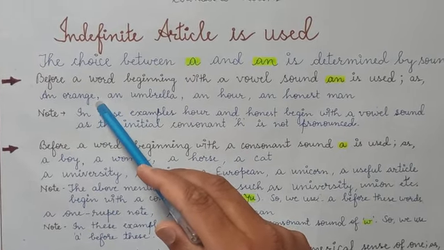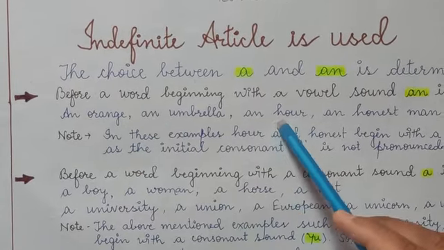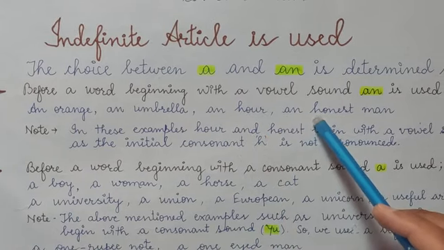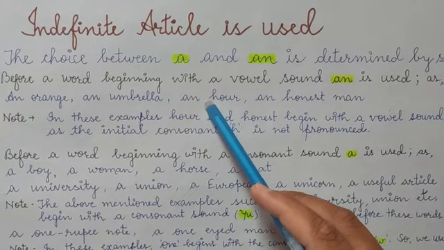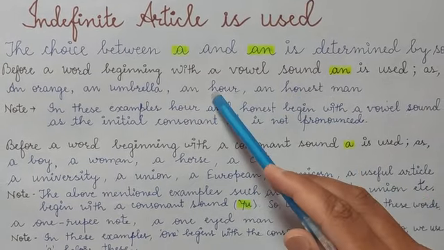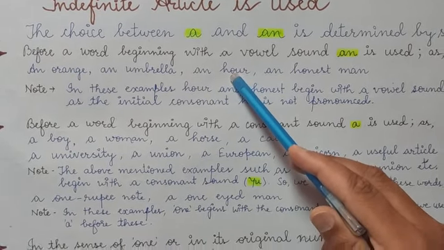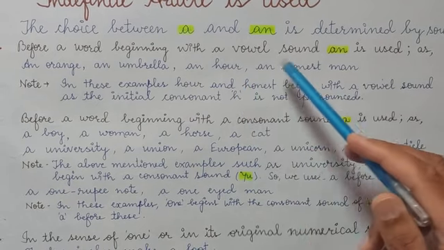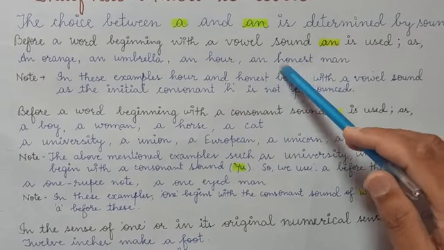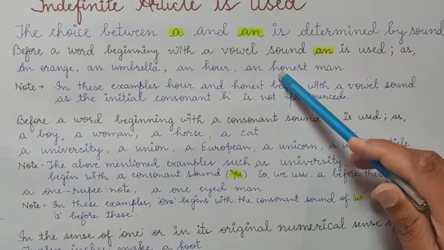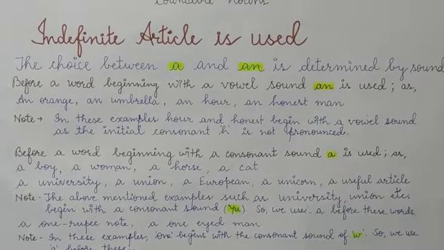Suppose orange, an has been used. Umbrella, an has been used. Hour, an has been used. Honest, an has been used. Here if we talk about these two words, hour as well as honest, here H is not pronounced, and the word is beginning with a vowel sound. In the same way, honest also, H is not pronounced. So before this word also an has been used.